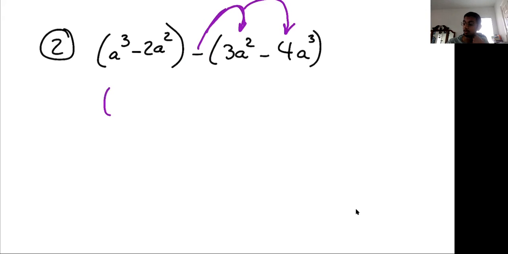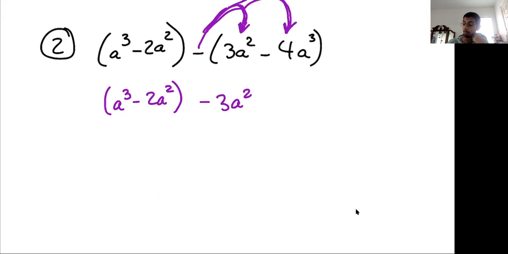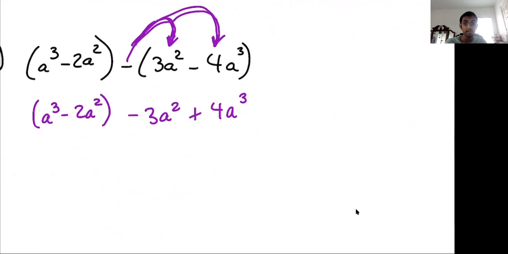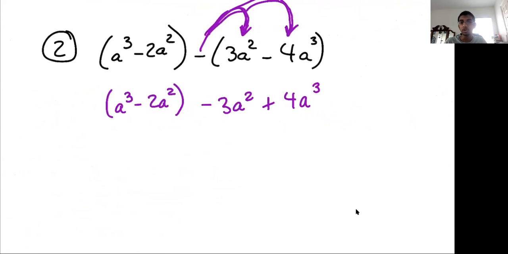So this would become a cubed minus 2a squared minus, and then minus would multiply times this, which is going to become minus 3a squared, and then distribute this, plus 4a cubed, because we distributed that negative. So now that I've done that, at this point, I can just do it like I was normally doing it in this last problem right over here. So we're going to do the same exact idea. We're just going to combine every like term that we possibly can.